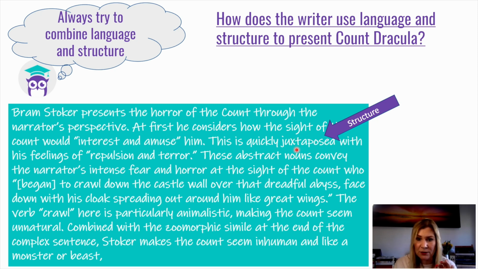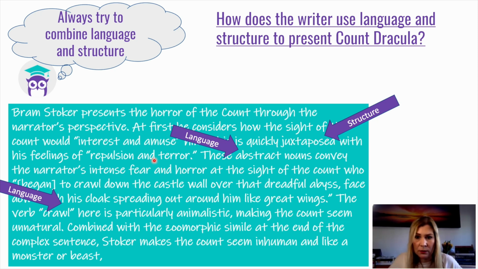Right, here's my first structure point. So I'm starting with structure, okay? These abstract nouns, so repulsion and terror, convey the narrator's intense fear and horror at the sight of the count. Check that out. I'm analysing language. I've picked the word class. I've explained their effect. At the sight of the count who begins to crawl down the castle wall over that dreadful abyss, face down with his cloak spreading out around him like great wings. So I've embedded another quote in there. That was one big chunky monkey quote, and I've just lifted little words and phrases that I wanted from it.